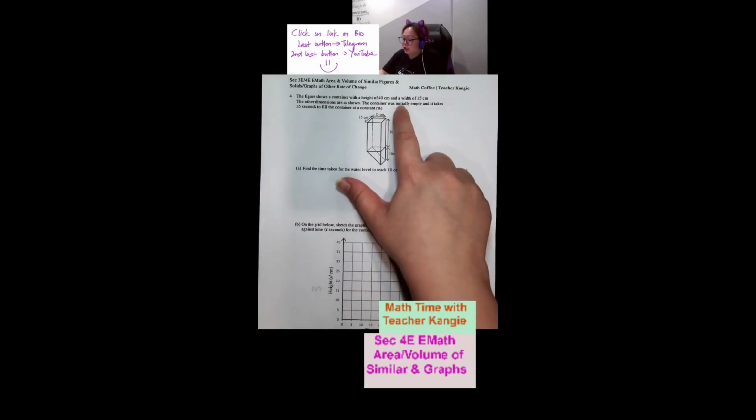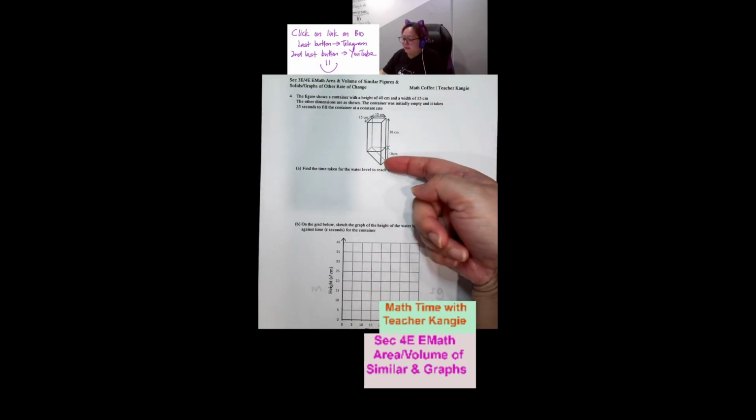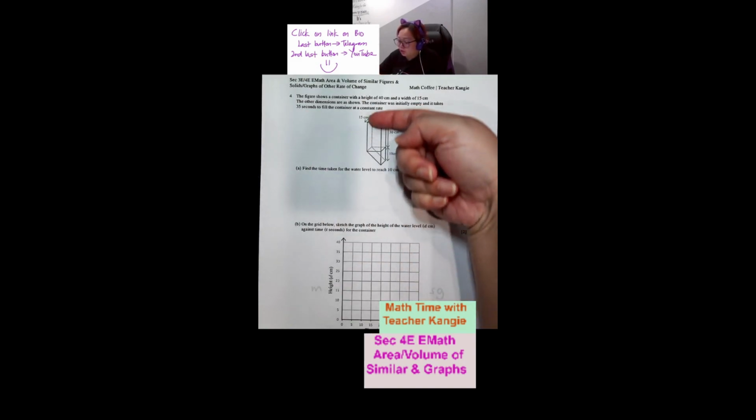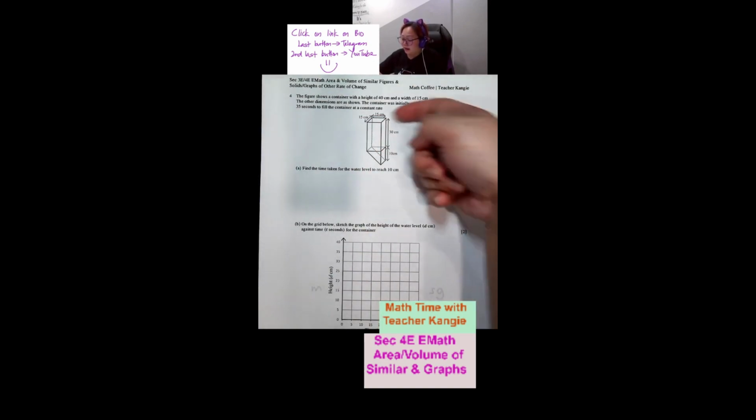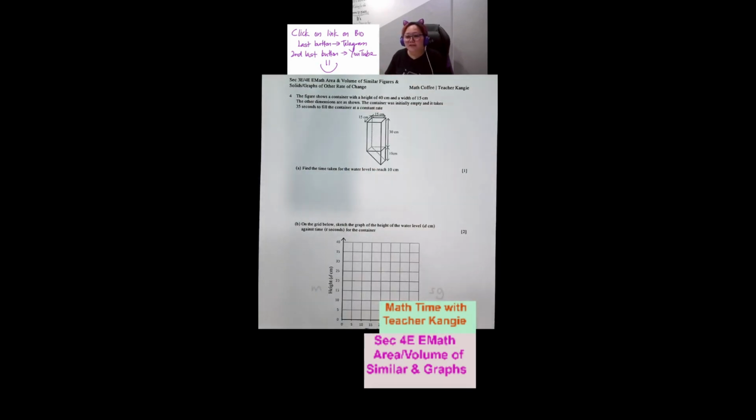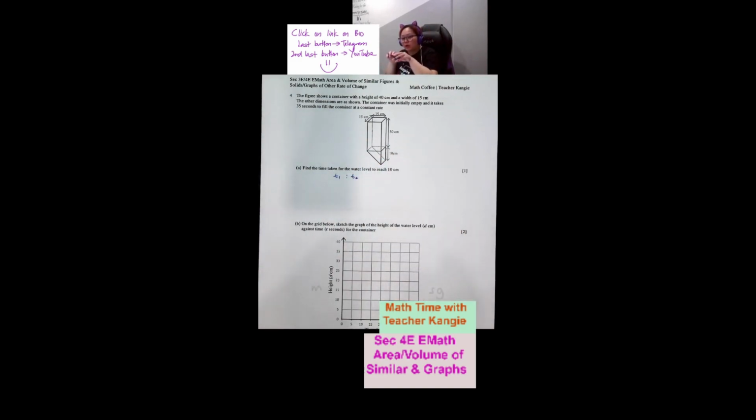The container was initially empty, correct? And then it takes 35 seconds to fill up the container at a constant rate. The water is being added in, right? Filled up. So the time ratio is related to the volume of the water. Therefore, it is related to the volume ratio. Okay? So we will have to say T1 is to T2. T1 will be the smaller part. And then T2 is equal to the volume 1 is to volume 2.